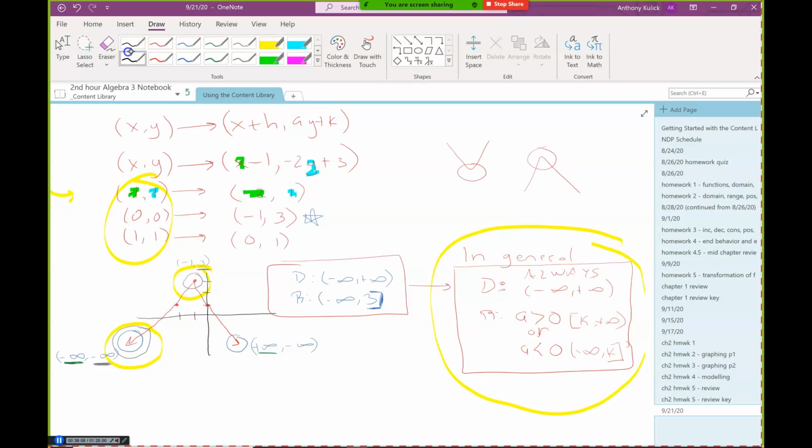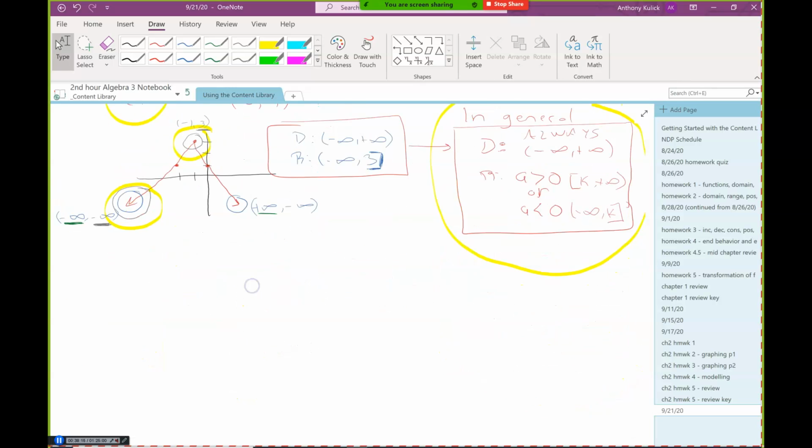Let's do one more graphing example and then move on to the next topic. Okay with that? Okay. So let's say we want to graph y equals negative absolute value of x plus 4.